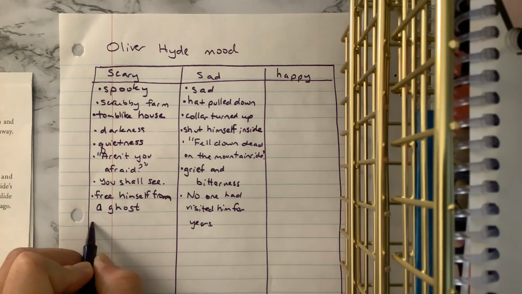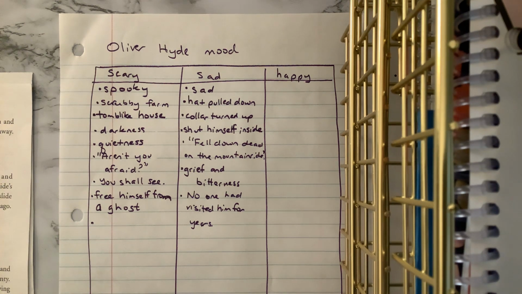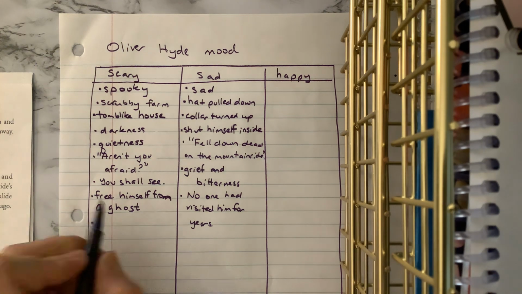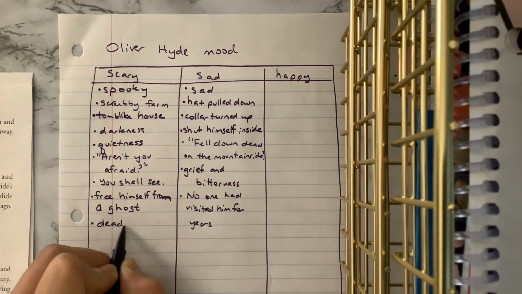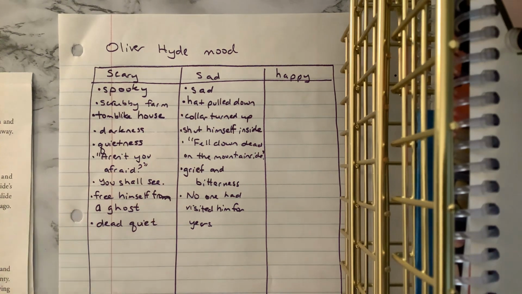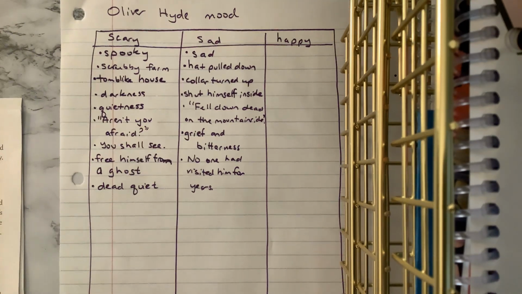Oh, I love that description, right? And this is a choice, right? The author's choice. When we say that the author's making these choices in order to set a mood, you say quiet, you say silent, right? But dead quiet. That was a deliberate choice on the author's part.